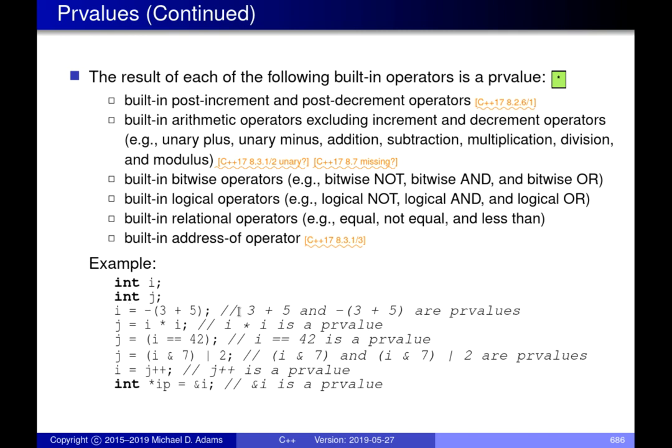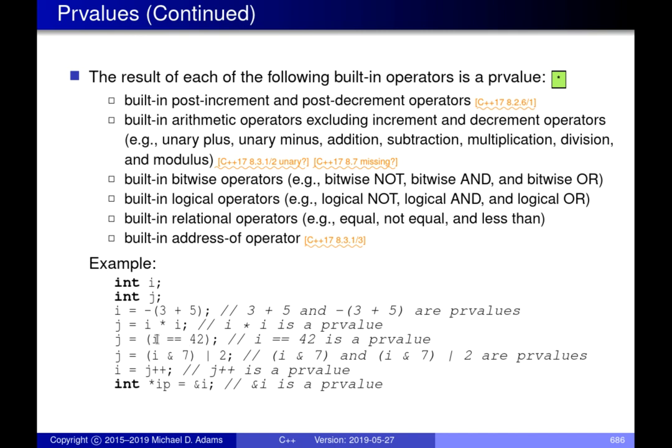We have a lot of things that look like what shows up in this example here. For example, on this line here, 3 by itself is a pure R value, 5 by itself is a pure R value. 3 plus 5, because it's the result of a built-in operation, a binary addition for int, is also a pure R value. Even if I throw in the minus sign here, -(3 + 5), this is also a pure R value because I'm doing another arithmetic operation, unary minus, and so on.